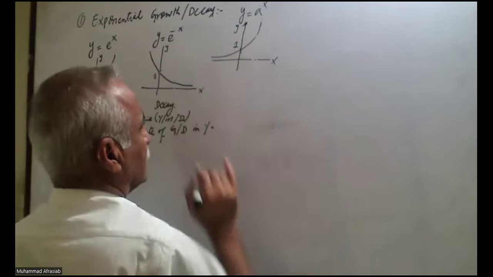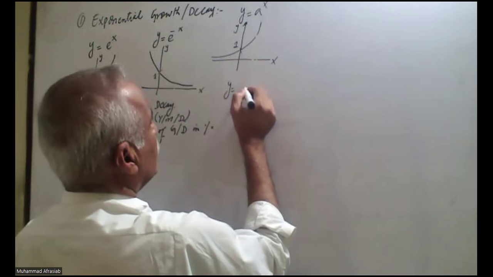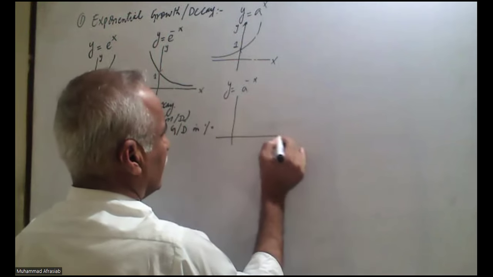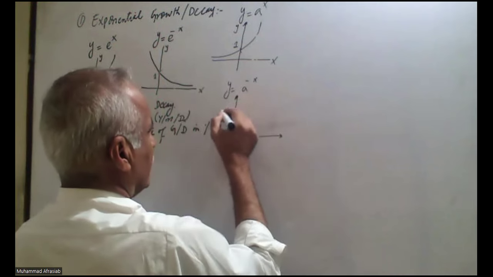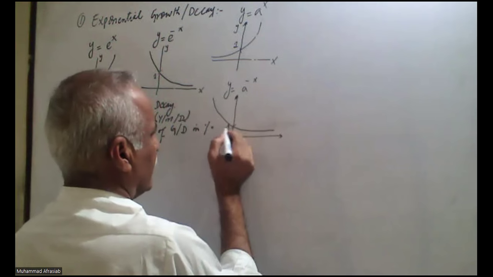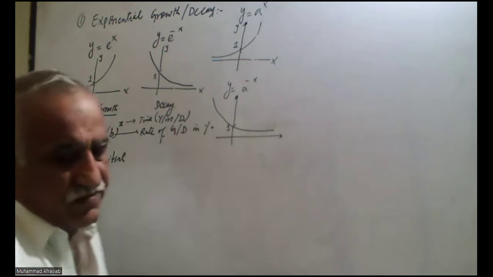It is also exponential growth. And if y is equal to a^(-x), then the graph of this will be like this, and it is passing through 1 also. Now we are going to concern ourselves with questions related to this topic of exponential growth or decay.